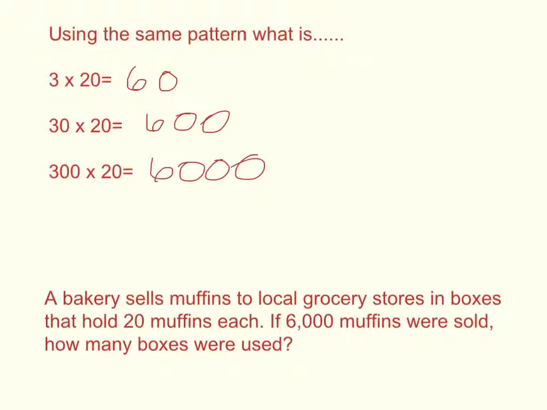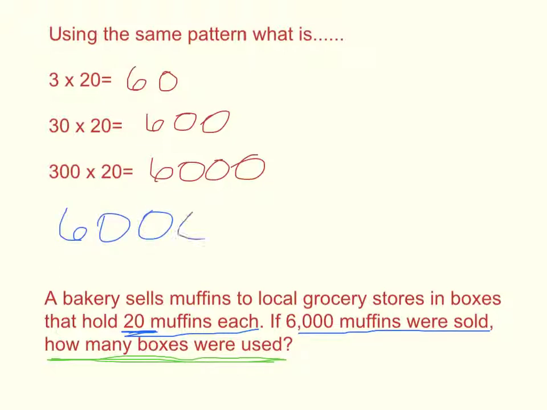So a bakery sells muffins to local grocery stores in boxes that hold 20 muffins apiece. All right, there's some information for us. If 6,000 muffins were sold, the question is, how many boxes? How many boxes? So if we have 6,000, and we've got to see how many groups of 20 we can make, how would we write that problem? It would be 6,000 divided by 20 equals what?